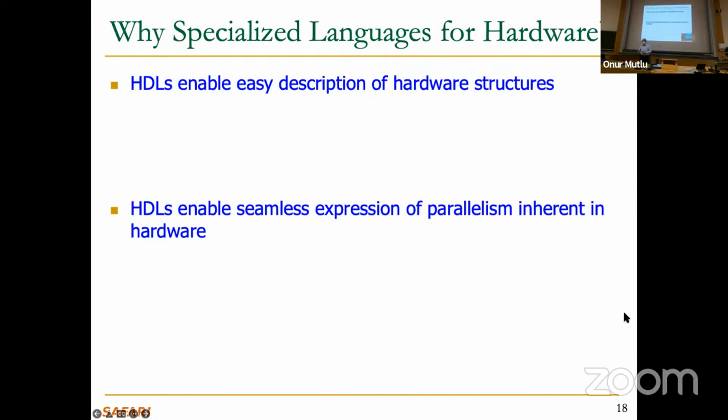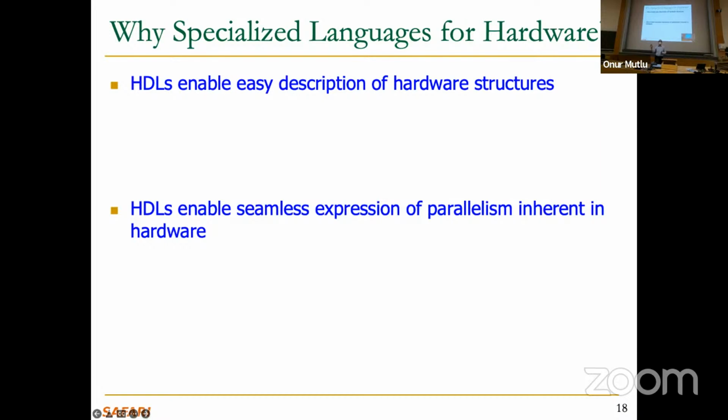But let's talk about something more fundamental. Why do we need specialized languages for hardware? Why not Python? Why not take Python and basically say, in Python, I write my circuit. I specify it somehow. You can do that. Why not? And then use Python to somehow synthesize as well as simulate. Well, because it's not easy if you want to do that. It's not easy to do certain things, especially description of hardware structures is not easy. It's possible, but not easy.